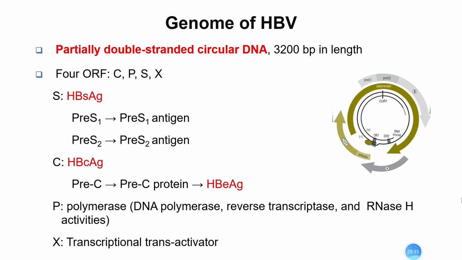Well, another open reading frame is P, it's here. It encodes the polymerase. This HBV polymerase is very special because it can carry out different functions. It can work as a DNA polymerase. It can also work as reverse transcriptase and RNase H. And these activities are required for the life cycle of HBV. Later, let me introduce the life cycle of HBV.